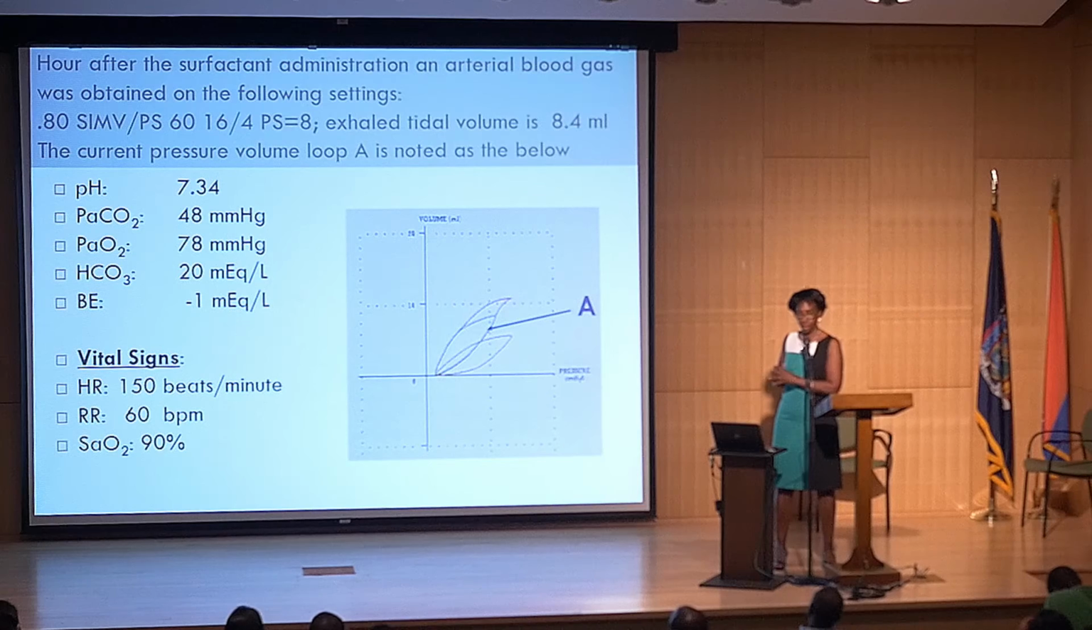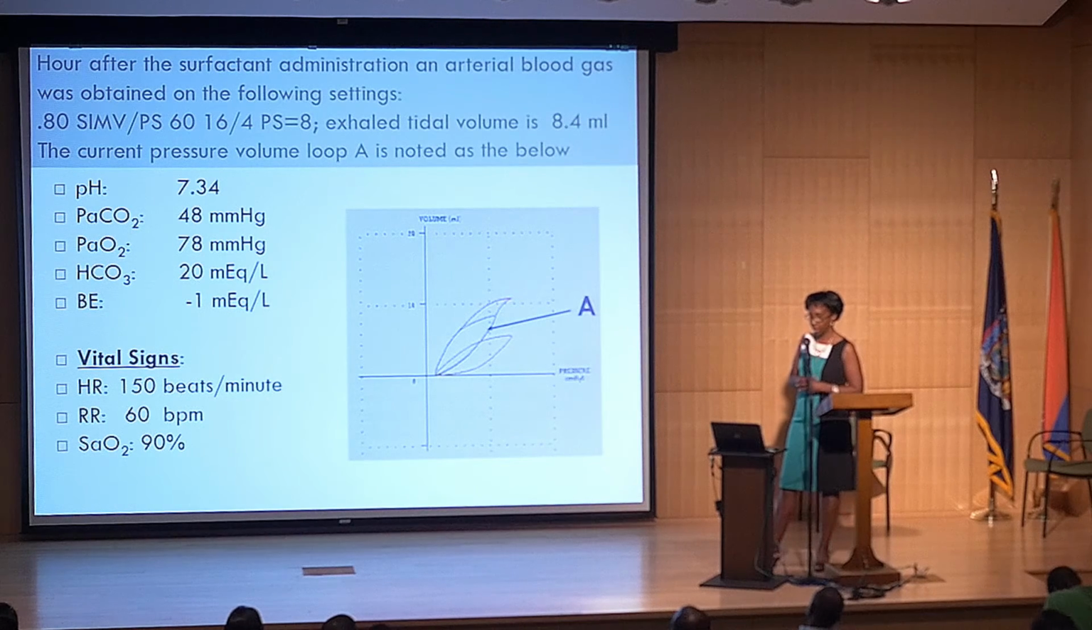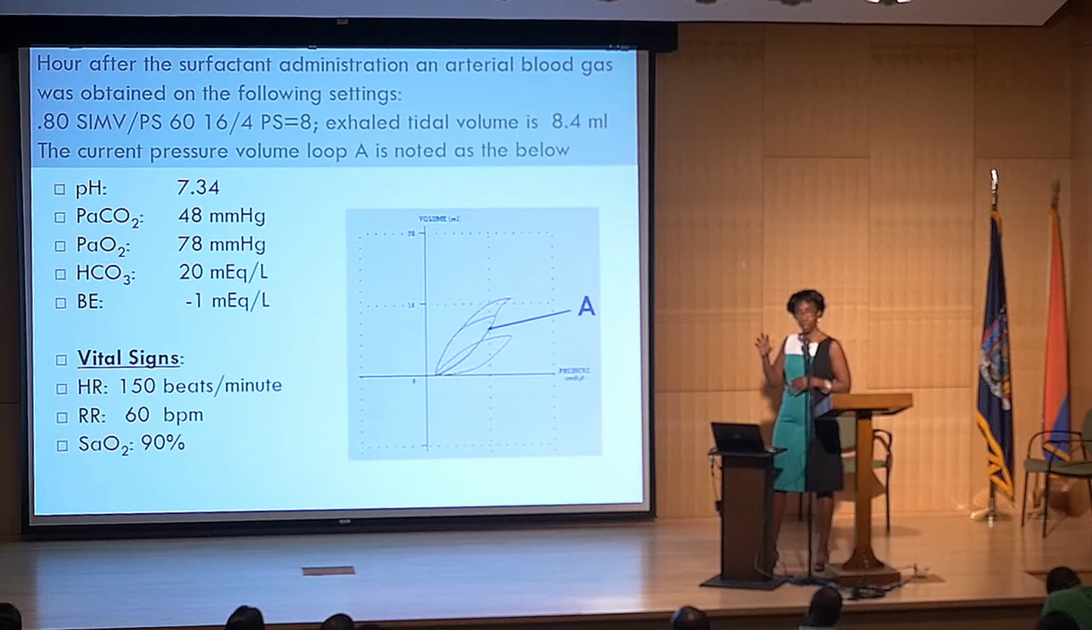So now this is our blood gas for this particular baby. Now we're doing better. We're up to 7.34, 48, 78, 20, and -1. Our heart rate is 150. Our total respiratory rate is 60, so we're set at 60. And the baby is not doing anything above the ventilator at this point in time, and the saturation is 90%.